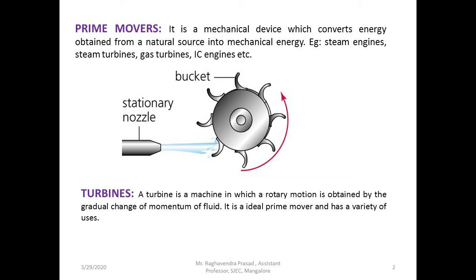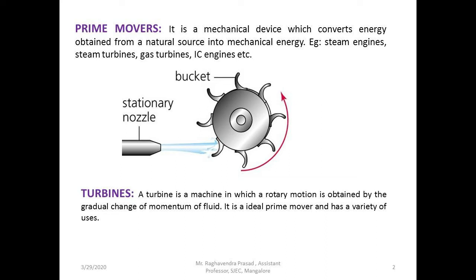IC engines can be seen in almost all on-road vehicles, which convert the fuel energy into mechanical energy. The diagram you see here is just an example. We can call it a turbine. A turbine is a machine in which a rotary motion is obtained by the gradual change of momentum of fluid.